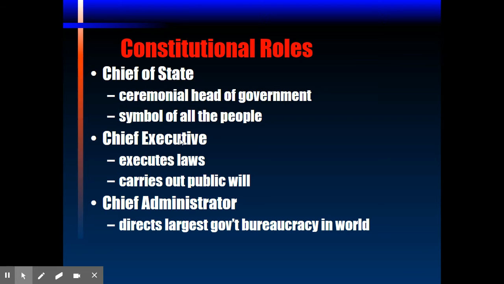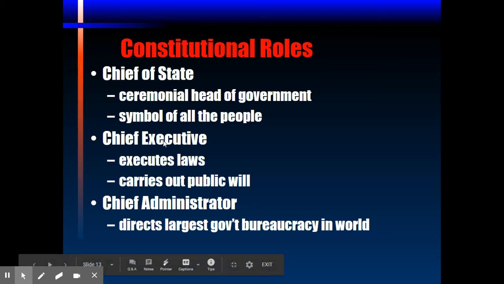So that's the president. Chief executive, this is his role of executing laws or enforcing laws. So this is his major role according to the Constitution. It's his job to enforce laws that are passed by Congress and therefore carry out the public's will, right? So that's laws becoming policy. The chief executive is then to carry out that policy and make the will of the people into policy, right?